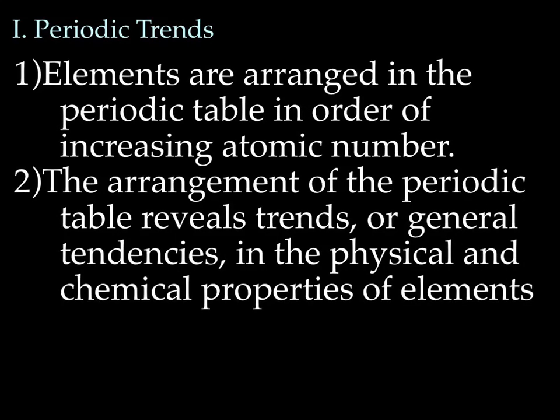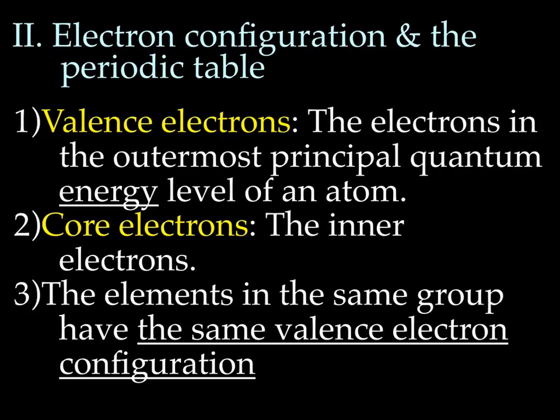Elements are arranged in the periodic table in order of increasing atomic number. That in and of itself is a periodic trend, right? We have hydrogen, which has atomic number 1, and then helium, lithium, beryllium, boron. The arrangement of the periodic table reveals other trends or general tendencies in the physical and chemical properties of elements. So let's talk specifically about electron configuration and the periodic table.